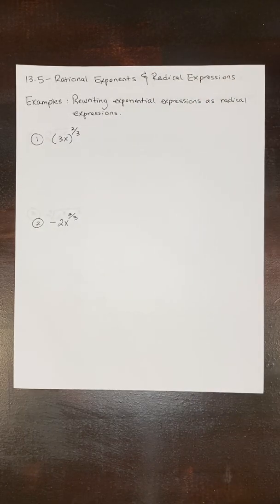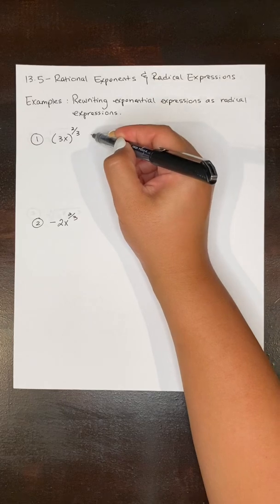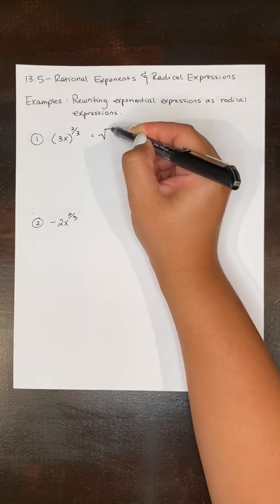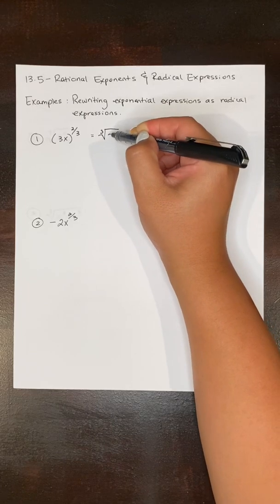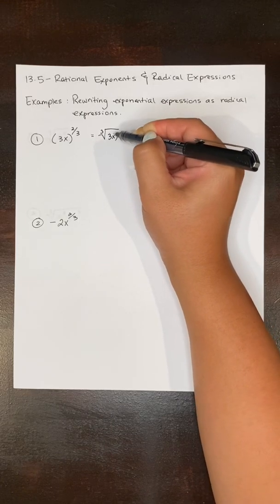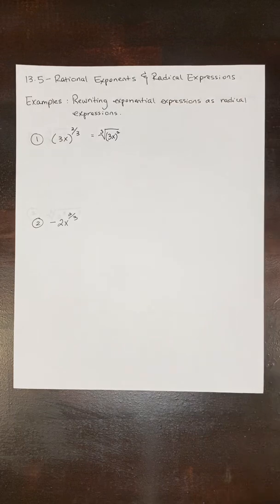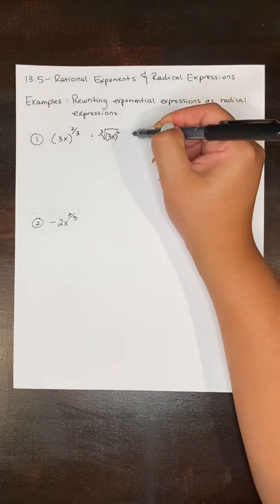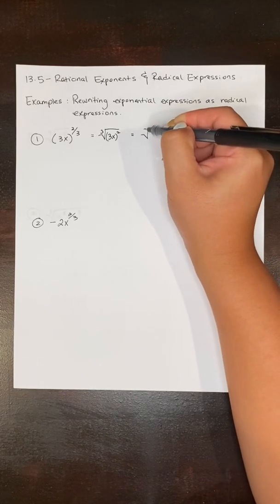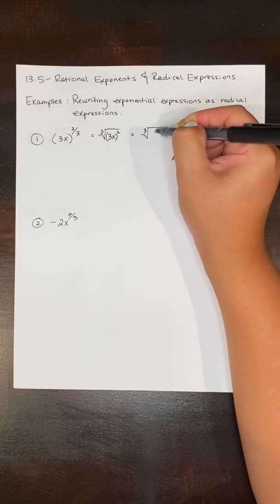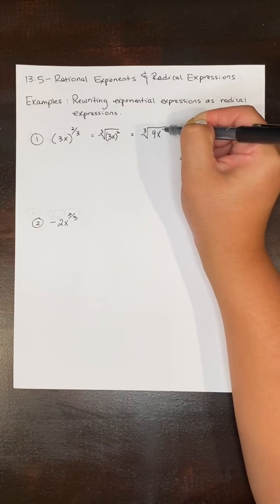So now we can rewrite this as the cube root of 3x squared. To simplify this more, we can also write it as the cube root of 9x squared.